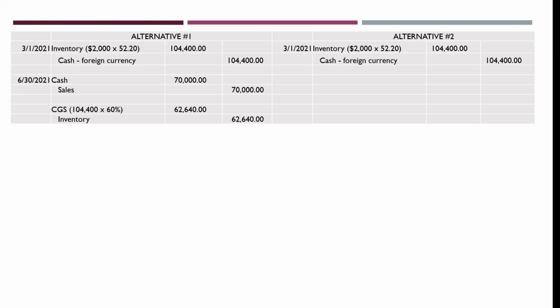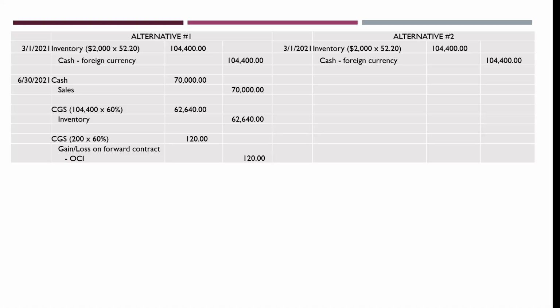Sir, lahat ba nung nandun sa OCI i-reclassify agad? Hindi. Dapat proportionate sa na-recognize lang sa P&L. So, dahil 60% pa lang naman ang inventory na benta, 60% pa lang from OCI ang i-reclassify. Diba? Therefore, dahil may loss tayo sa OCI, i-close natin yung 60% ng loss na yan to P&L. Gagalawin ko si CGS. So, debit cost of goods sold, credit loss on forward contract.